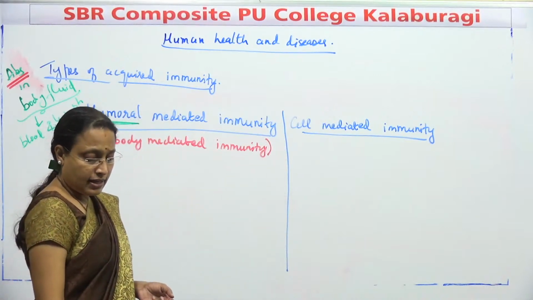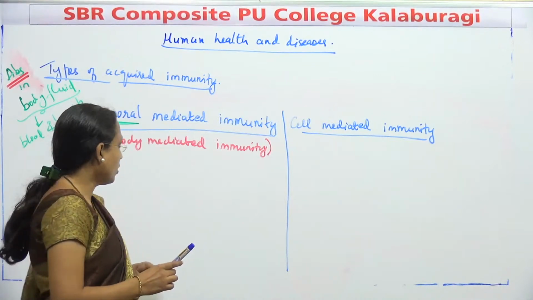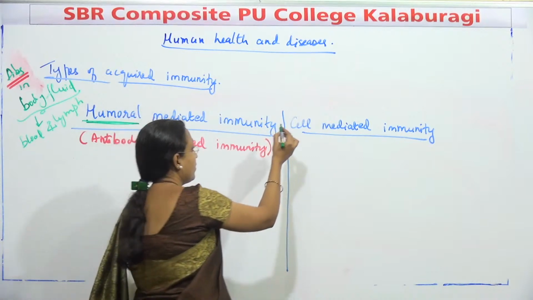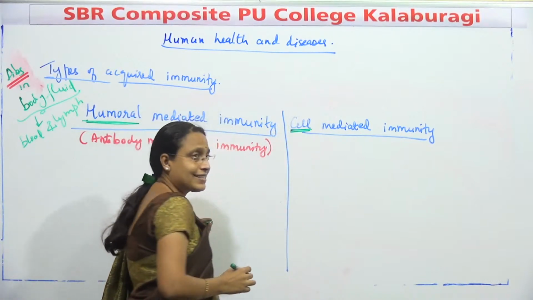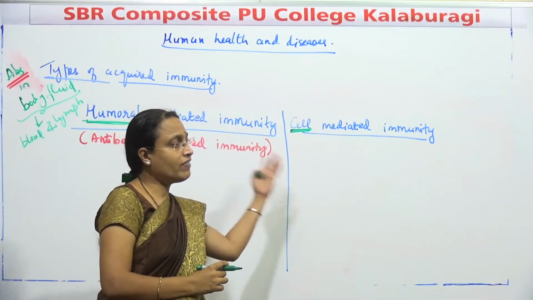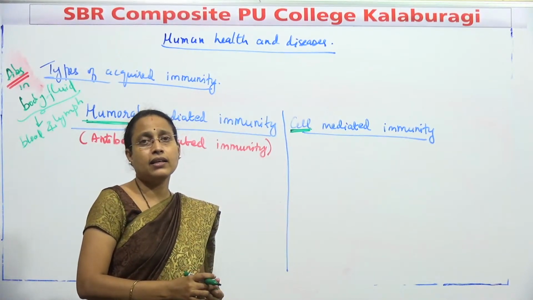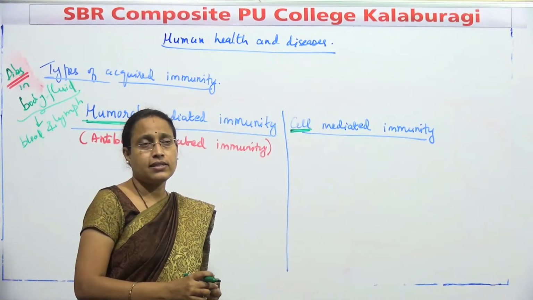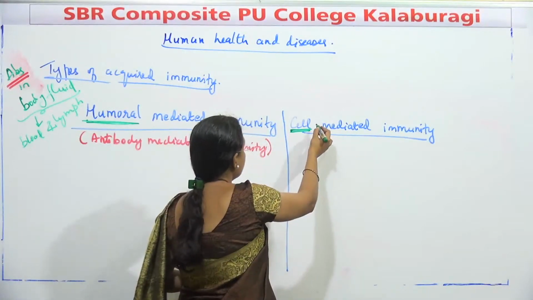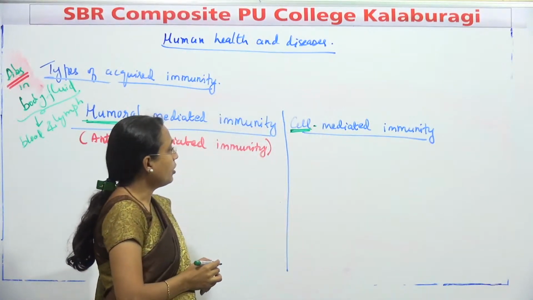On the other hand, here also the word says everything. Here what is mediating the defense? Here what is mediating immunity? Cells are mediating. Antibodies are molecules. But here cells only will directly release substances and attack the target cells. Understand? So cells will mediate the immunity here. So it's called cell mediated immunity.